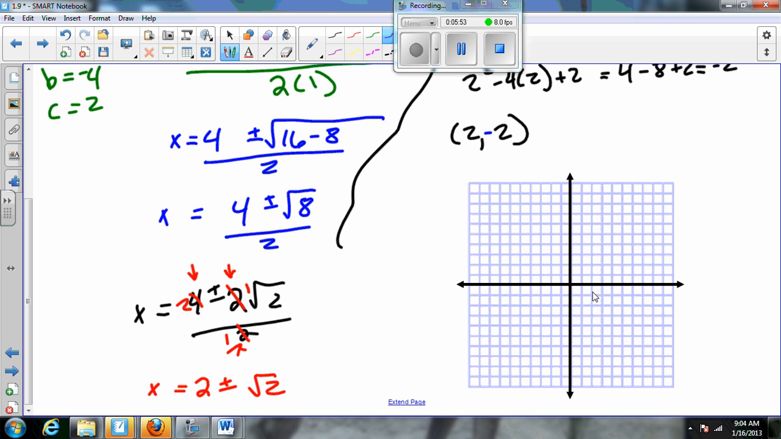So we're at 2, negative 2, up 1 over 1, 3 over 1. So we see that it doesn't cross directly on a point, and it correlates to x is approximately 0.6 and 3.4, which is what you would get if you worked out 2 plus minus root 2.